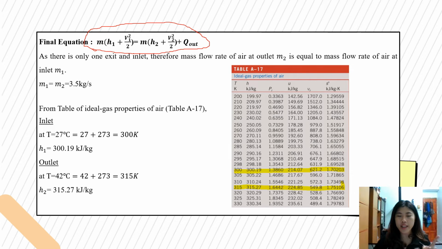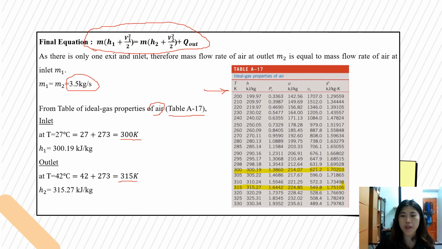As there is only one inlet and one outlet, I assume m1 is equal to m2, which is 3.5 kg per s. The question already mentioned it is air, therefore we can refer to table A-17. The temperature is in Kelvin as a unit, so we need to do the unit conversion by adding 273. For the inlet temperature, we get 300 Kelvin. For the outlet temperature, we get 350 Kelvin.